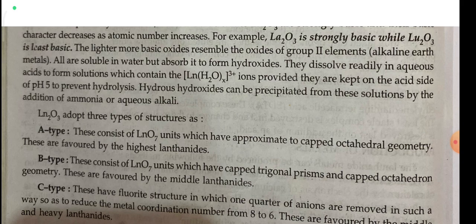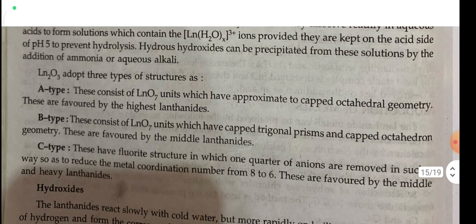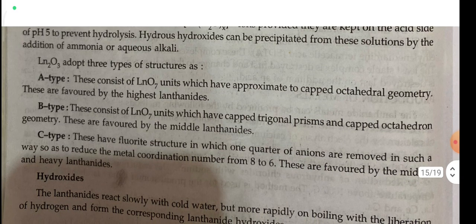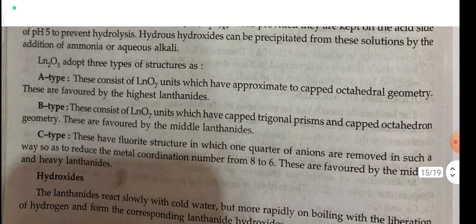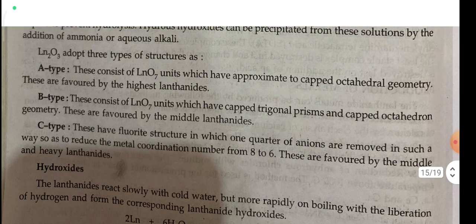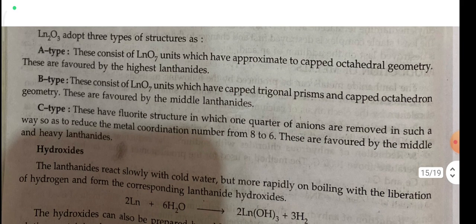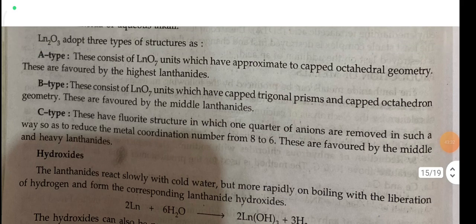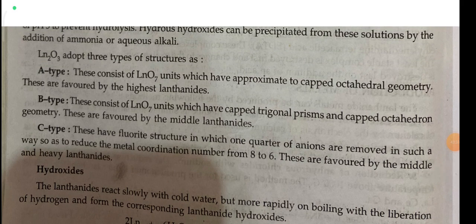They dissolve readily in aqueous acid to form solutions which contain the [Ln(H2O)x]3+ ions. They are kept on the acid side of pH 5 to prevent hydrolysis. Hydrous hydroxides can be precipitated from these solutions by the addition of ammonia or aqueous alkali. Ln2O3 adopt three types of structure: A type, B type, and C type.